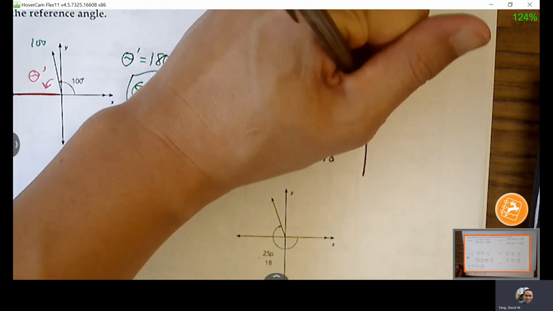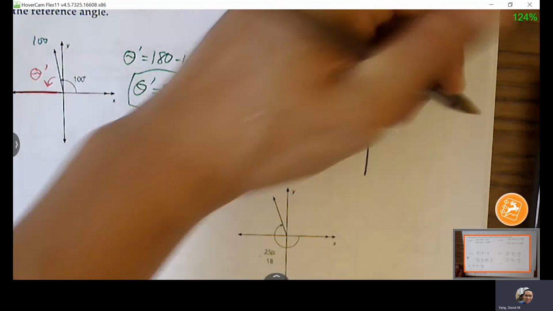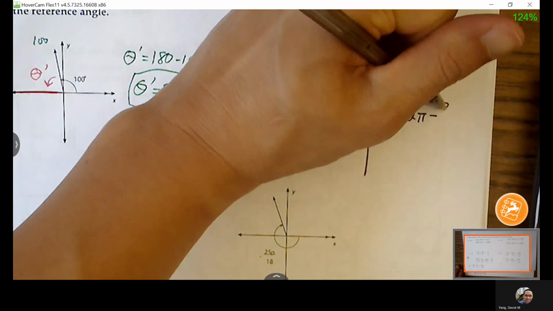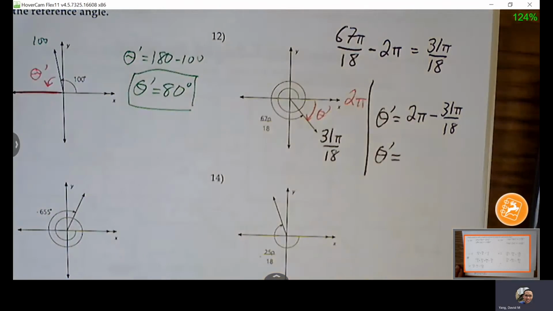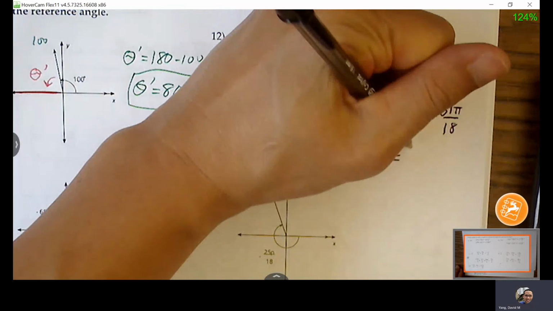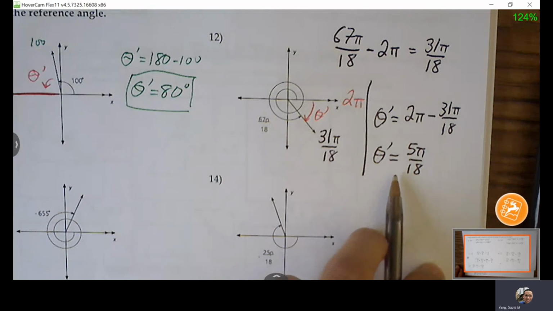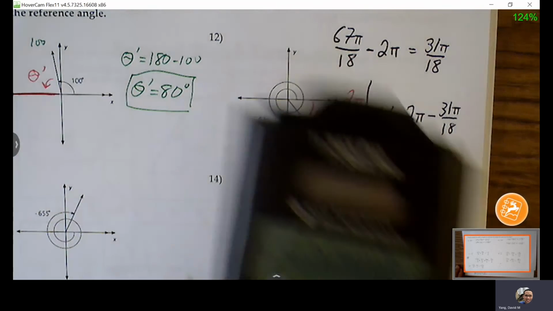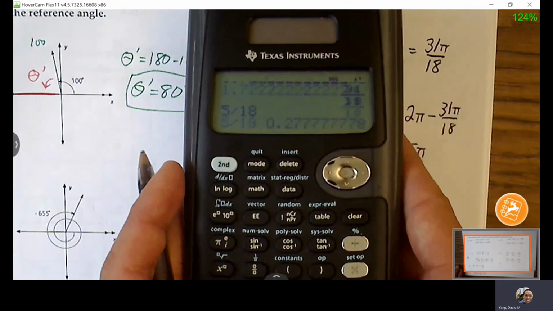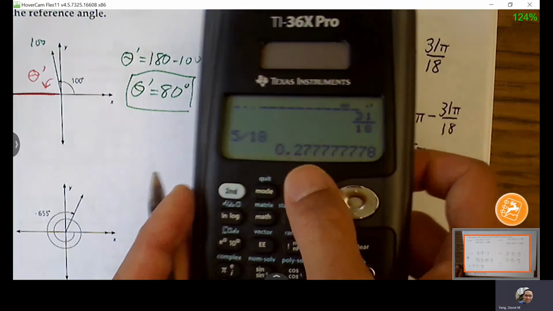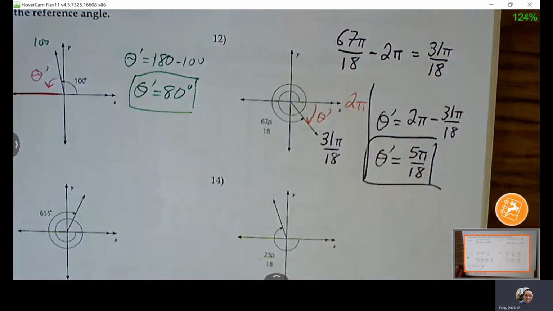Okay, so to find the reference angle, you're going to do the larger minus the smaller. So do 2 pi minus 31 pi over 18. And you should get a positive value every time. 5 pi over 18. There you go. And if you're unsure whether that is sufficient, look at that fraction. It should be less than 1/2. 0.27 it is. Right. So that's our reference angle.